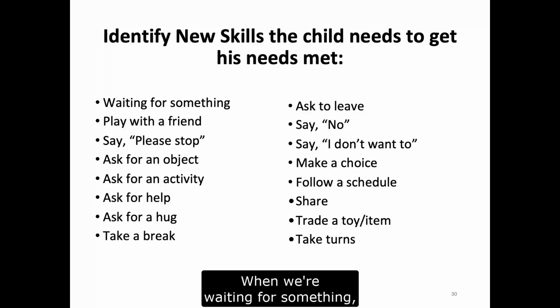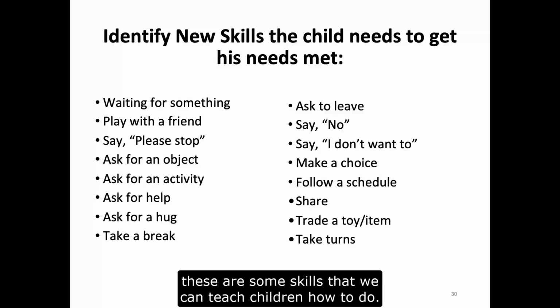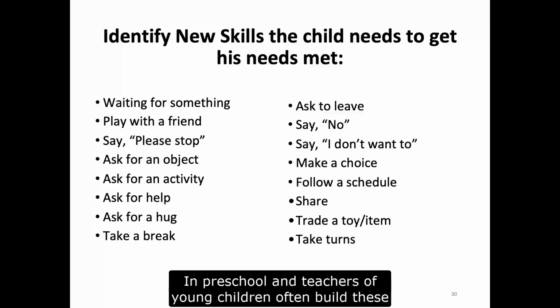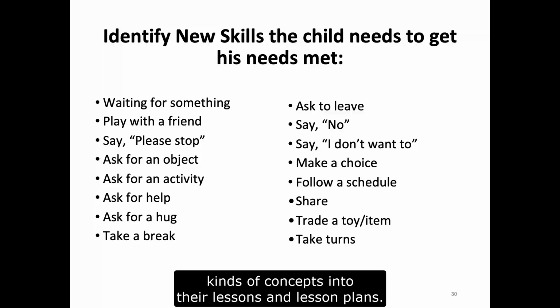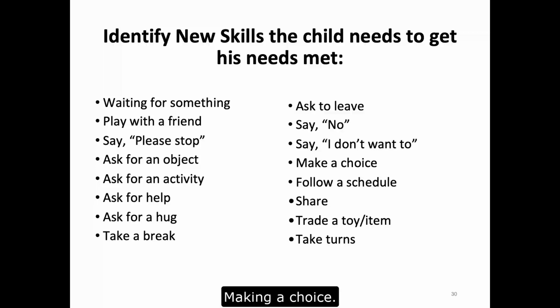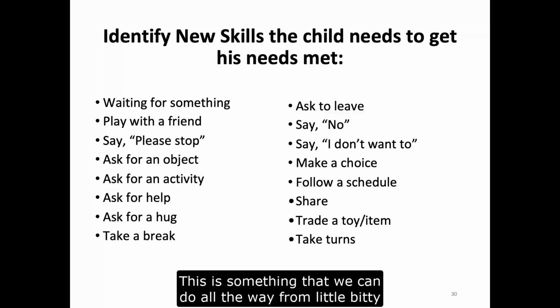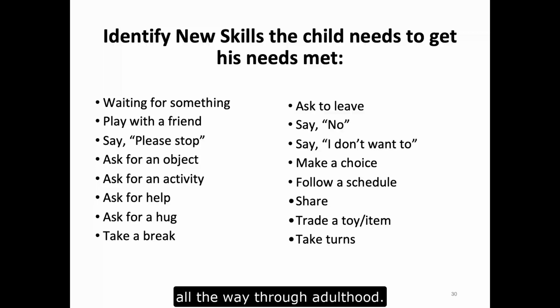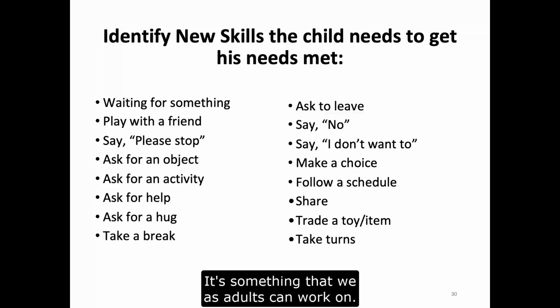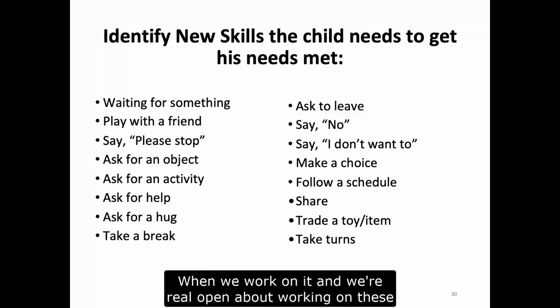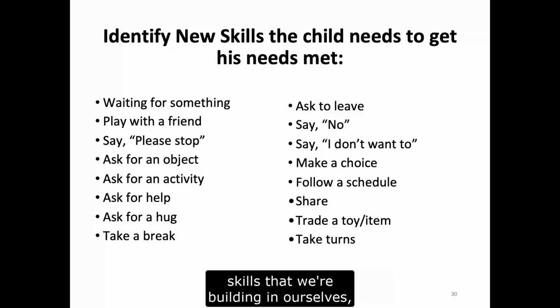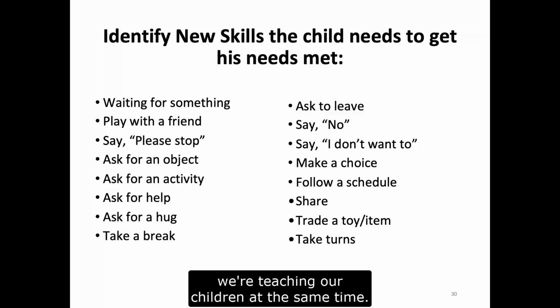So when we're waiting for something, or we want to play with a friend, or say, please stop, these are some skills that we can teach children how to do in preschool, and teachers of young children often build these kinds of concepts into their lessons and lesson plans. And making a choice, but this is something that we can do all the way from little bitty all the way through adulthood. It's something that we as adults can work on. And when we work on it and we're real open about working on these skills that we're building in ourselves, we're teaching our children at the same time.